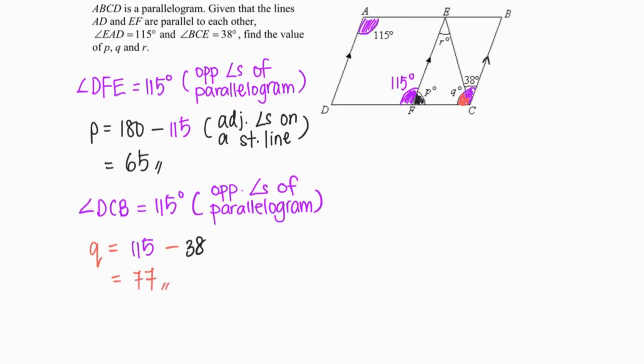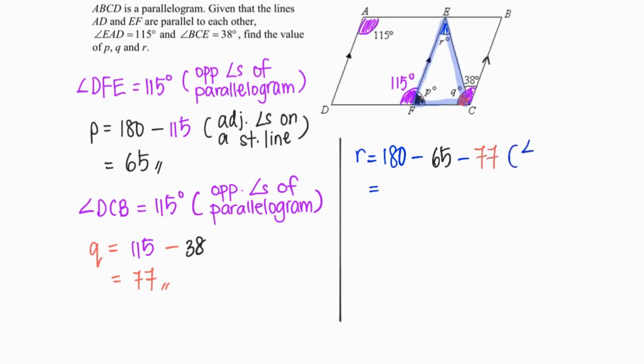And for R, it is pretty straightforward already, isn't it? Because now I have a triangle. So value of R is 180 minus my P minus my Q. And this one is angle sum of triangle.